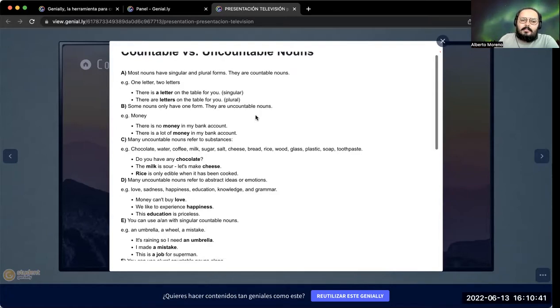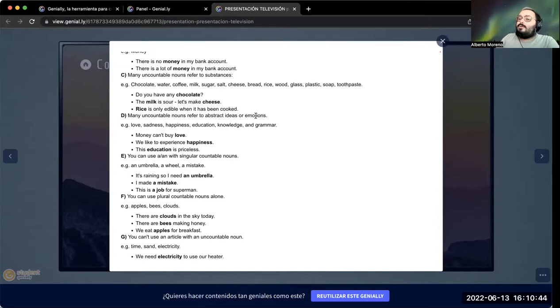¿Ok? Ahora, por lo general, los sustantivos no contables se refieren a sustancias amorfas, líquidos, aires, gases, etc. O sustancias que están compuestas por muchas partes, como por ejemplo la sal, que son muchos granos, la arena, el azúcar, la harina, etc. También nos menciona aquí que muchos de los sustantivos no contables hacen referencia a ideas abstractas, como por ejemplo las emociones, el pensamiento, etc. Por ejemplo, love, sadness, amor, tristeza, happiness, felicidad.